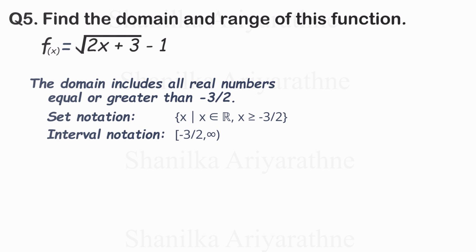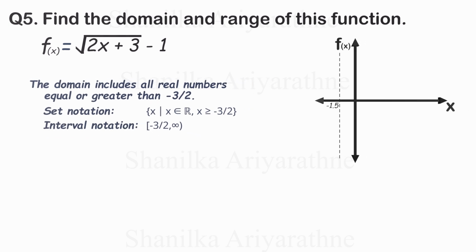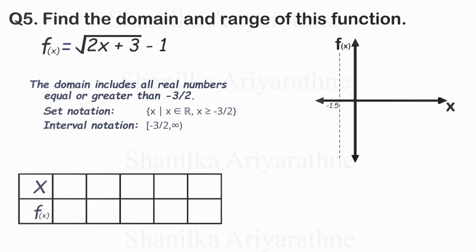Keep in mind, in interval notation, we use hard brackets to show that the minus 3 over 2 is included in this range, and always use parentheses for infinity. The range seems harder to figure out from the formula alone, so we can draw the graph by substituting some values for x and finding the corresponding f(x).